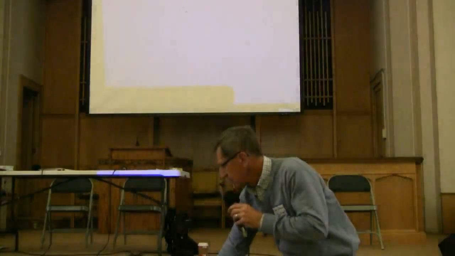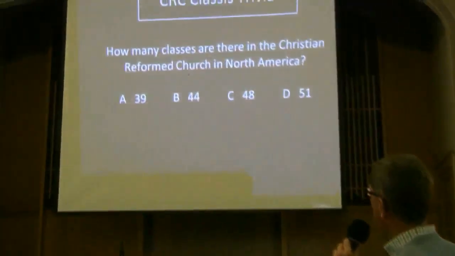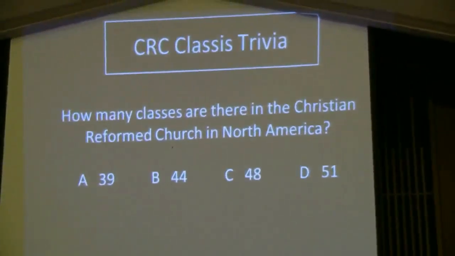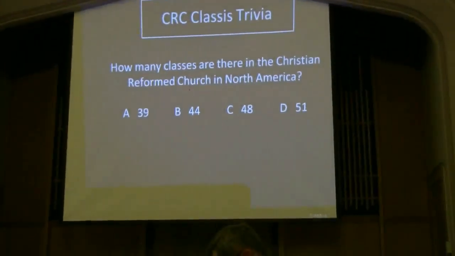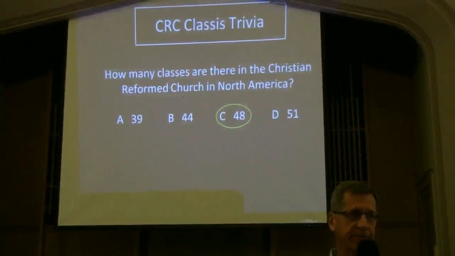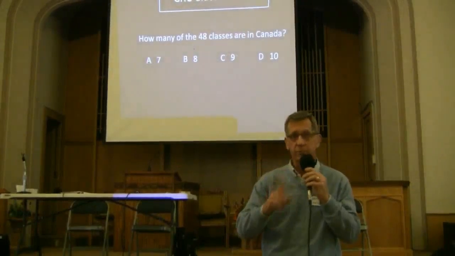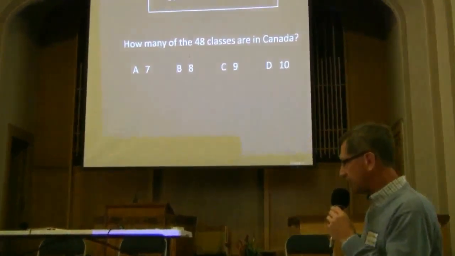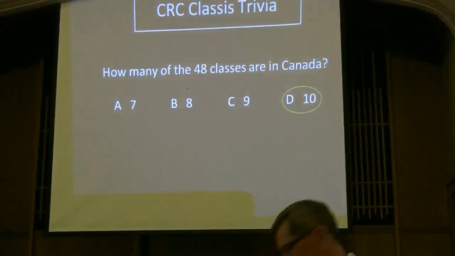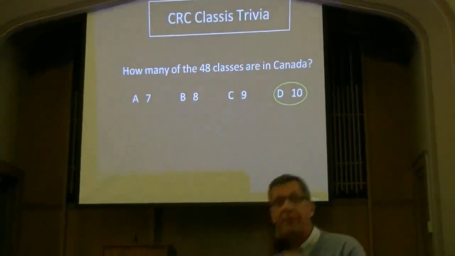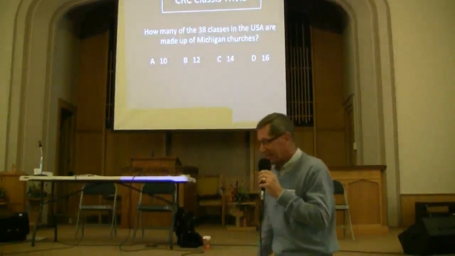And then just some slides here on some CRC Classis trivia. This is just to kind of wake you up. All right. So how many Classes are there in the Christian Reformed Church in North America? I'll give you 3 seconds to pick your choice. And there's no prizes at the end. The answer is 48 Classes. All right. How many got it right? Wow, you guys are good. Or you gals, too. How many of the 48 Classes are in Canada? 10. How many got that right? How many are in the United States?